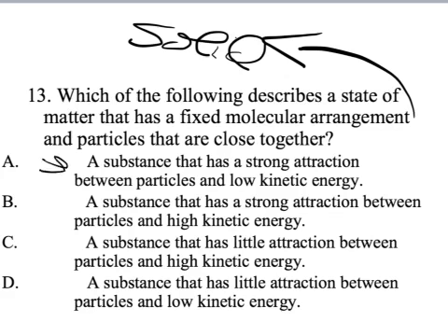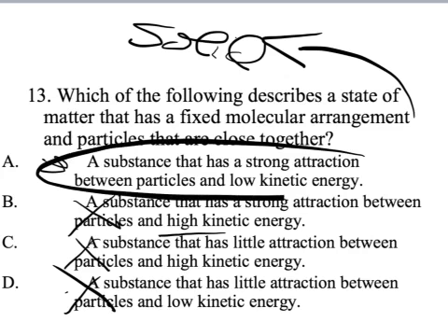Remember that arrow I drew where I said that kinetic energy increases as I go from a solid to a liquid. So a liquid has more kinetic energy than a solid, and a gas has more kinetic energy than a liquid. So this one says it would have a high kinetic energy, and that would be wrong. This one says a high kinetic energy. And guess what? Solids are very attracted to each other. So D is wrong because it says a little attraction. They have a strong attraction between particles, and they have a low kinetic energy.